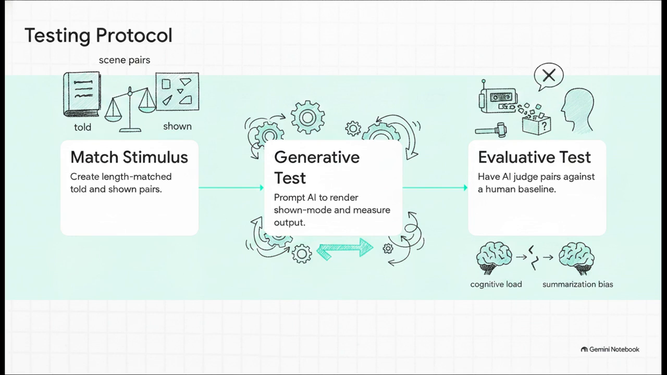And step 3 is the evaluative test, having the AI judge those scene pairs against a human baseline. By controlling for length, this protocol proves conclusively that summarization bias is a fundamental inability of the machine to parse the structural absence and cognitive load that defines high-level human literature.